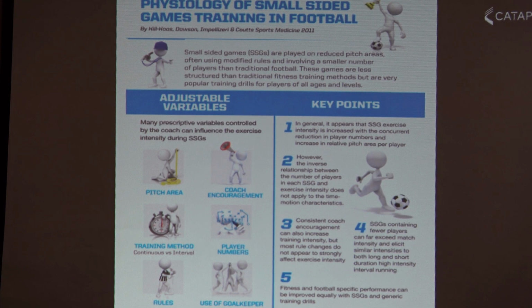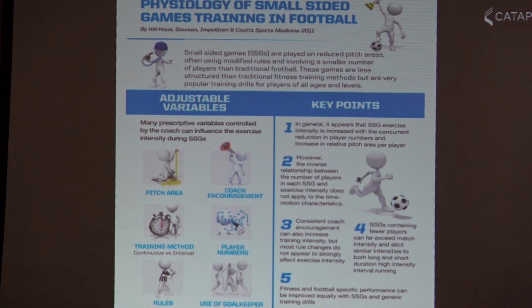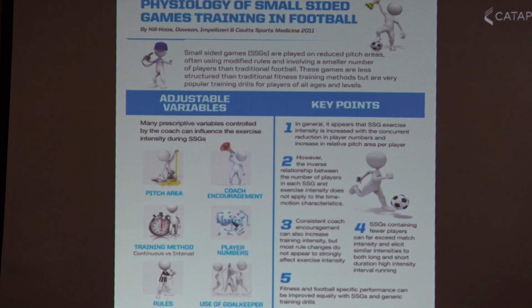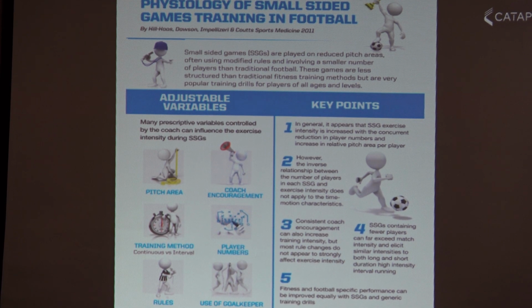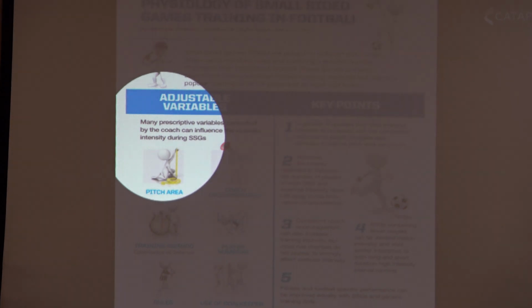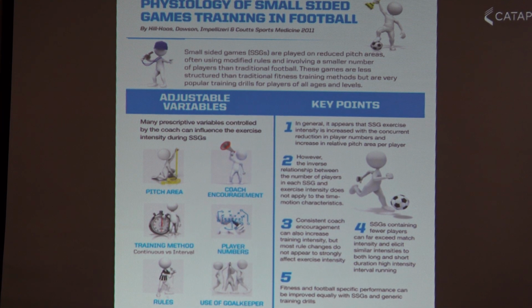You can change the pitch area, whether it's squared or longer, or narrow. If it's narrow, then you would expect to have more high-speed running and more sprints.